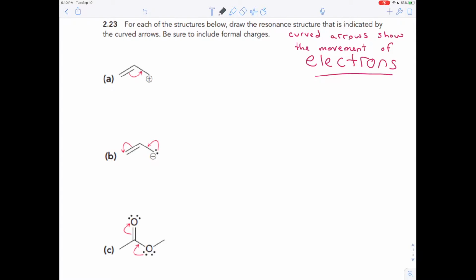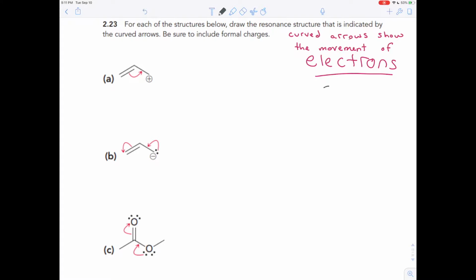So in exercise 223, it says, for each of the structures below, draw the resonance structure that is indicated by the curved arrows, and be sure to include any formal charges. These red curved arrows are something that will be with us for the rest of organic chemistry, and for the rest of a long and rich life, where I'm sure organic chemistry will be very present.